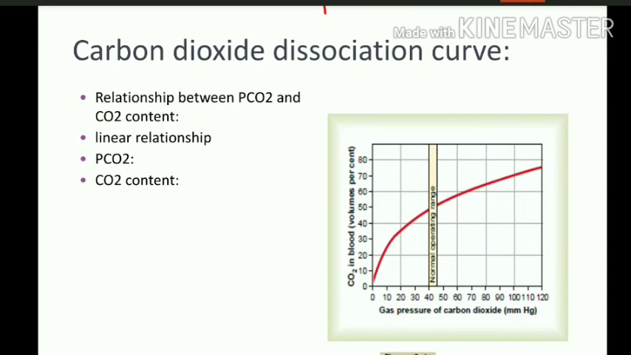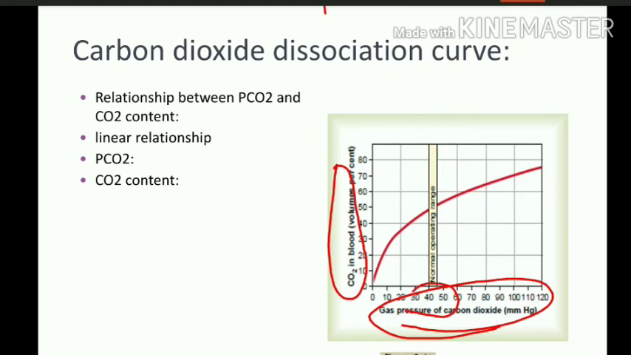Now, the carbon dioxide dissociation curve. It shows the relationship between partial pressure of carbon dioxide here and carbon dioxide content. Now, this relationship is linear. In arterial blood, when the partial pressure of carbon dioxide is about 40 mm of mercury, at that time carbon dioxide content is 48 ml, here it is. And in venous blood, when the partial pressure of carbon dioxide increases and reaches up to 45 mm of mercury, here you can see this one, at that time carbon dioxide content becomes 52 ml per 100 ml of blood.